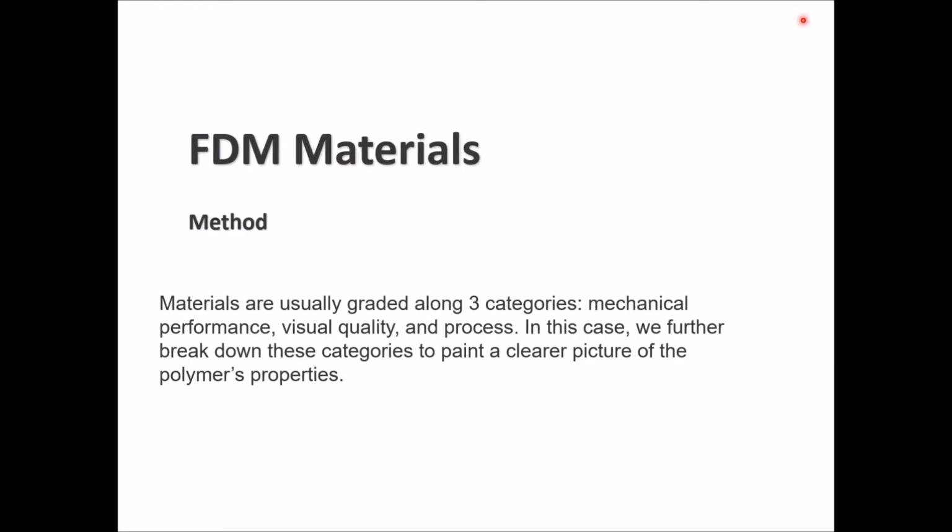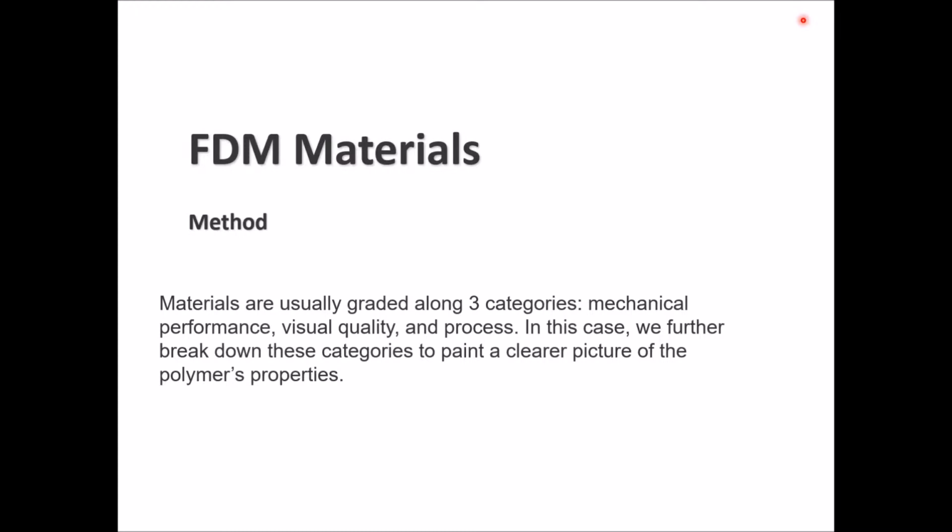The materials usually are graded through three main categories. Firstly, when you want to decide on a certain material to be used for your 3D printed part, you focus on either mechanical performance, visual quality, or the process itself. Mechanical performance is in terms of durability, impact resistance, thermal resistance, and so on, as we will discuss moving forward.